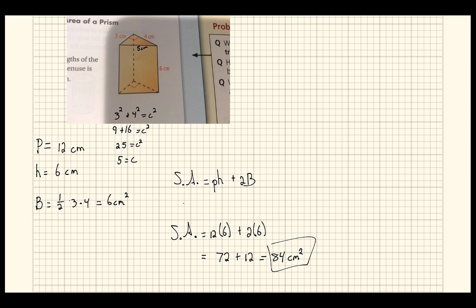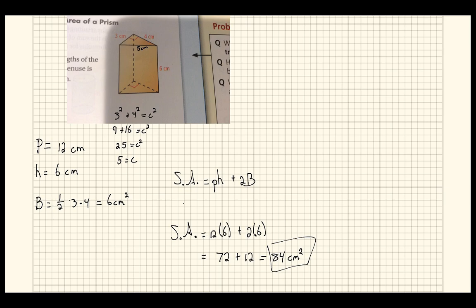The only difference between each problem is the base. Every base might not be a triangle. You might have a square prism or a rectangular prism. You might be given a pentagonal prism or a hexagonal prism. The only difference comes in finding the area of that base, depending on what the base is. This was a triangle, so we used 1/2 base times height.